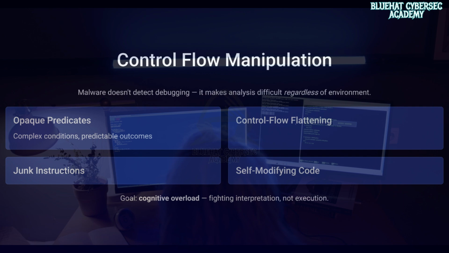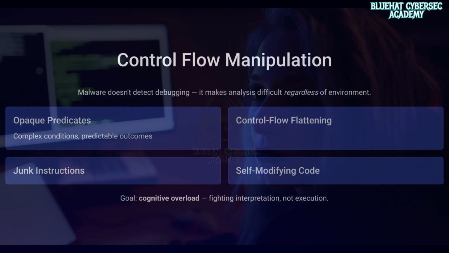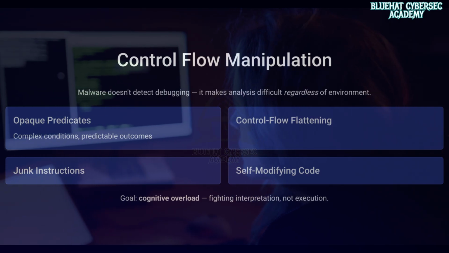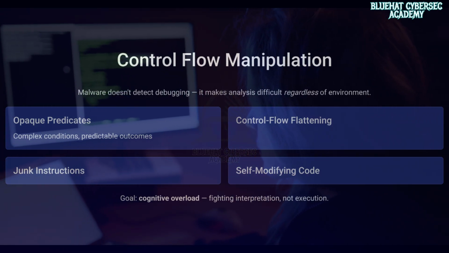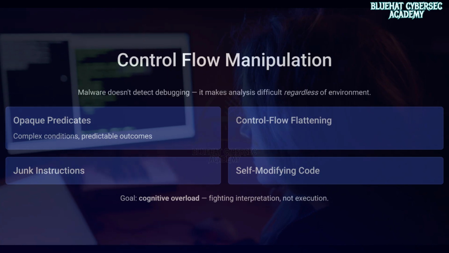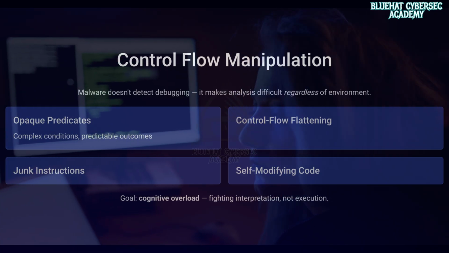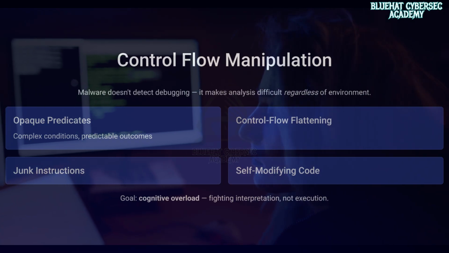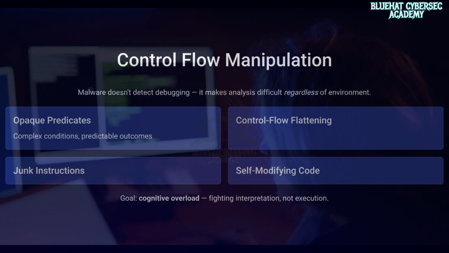And the goal here is not escape. It is cognitive overload. Even if execution works perfectly inside a debugger, understanding what actually matters becomes slow, confusing, and error-prone. So at this stage, the attacker is no longer fighting execution. It is fighting interpretation.